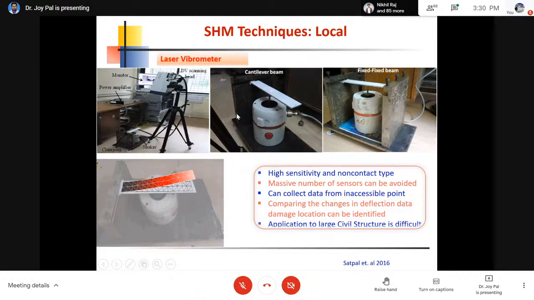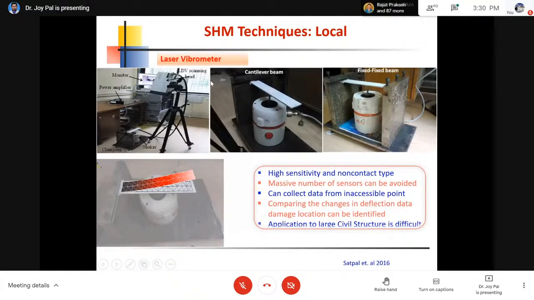The benefit is that it is not a contact type of sensor. I cannot say directly that it is local, it can be global, but the point is that when the structure is complex or has an inaccessible point, this laser point can go to that part and collect the data. This is the benefit. But the disadvantage is how many locations you are going to collect this data from.